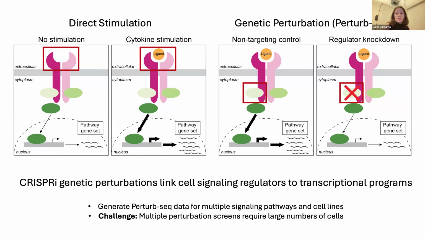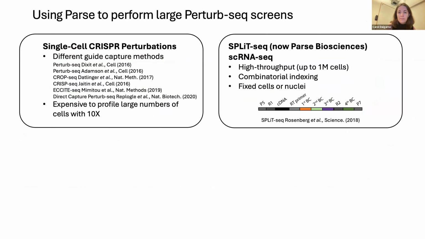In order to accomplish this, we decided to generate a large Perturb-seq dataset where we perturb multiple signaling pathways and cell lines. However, since we're doing multiple perturbation screens, we need to profile a lot of cells in order to have enough coverage per perturbation. There are already many existing single-cell guide capture methods, but the majority of these use 10x, where it's very expensive and also labor-intensive, involving multiple reactions to profile large numbers of cells.